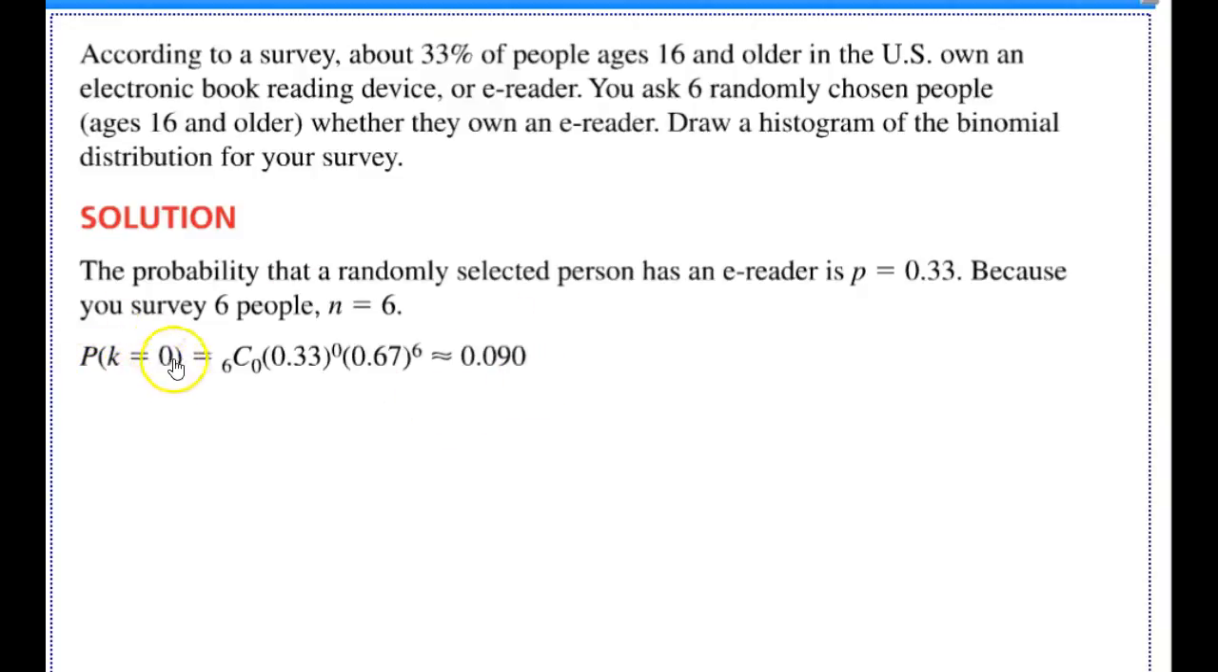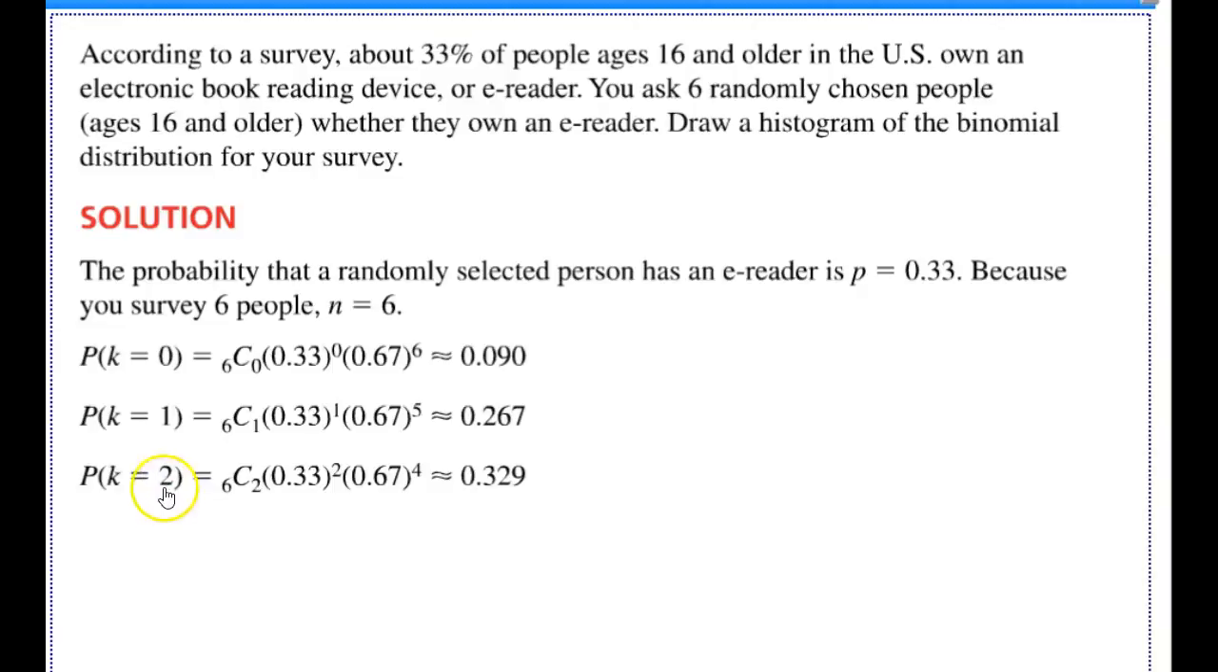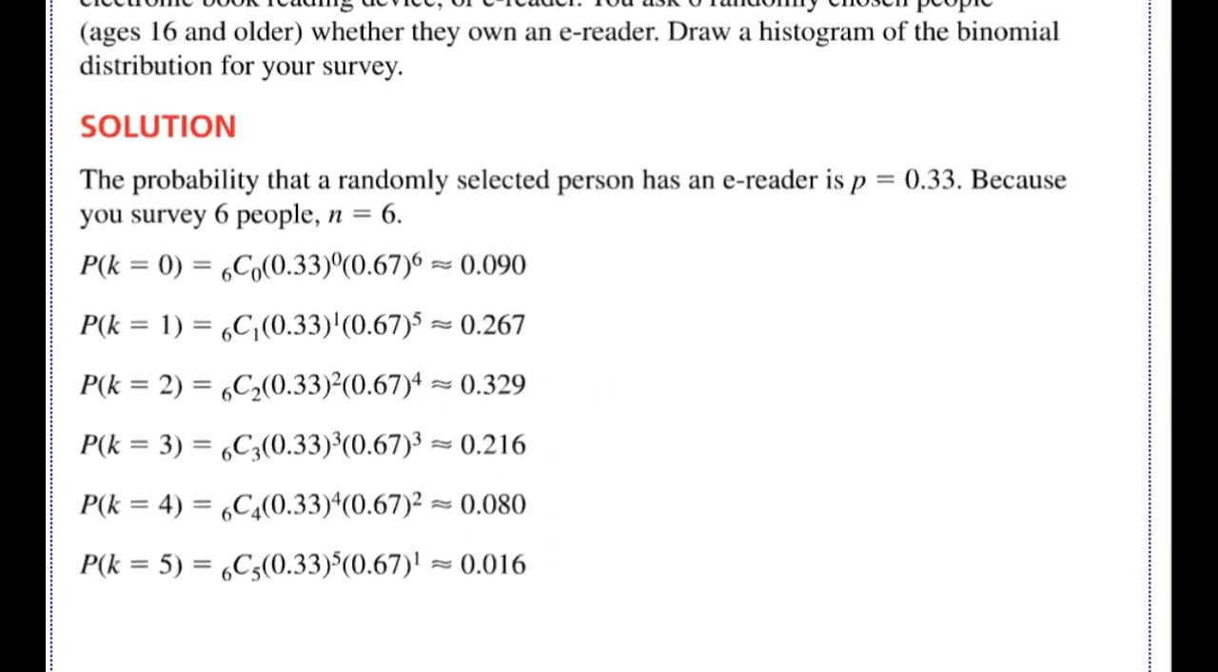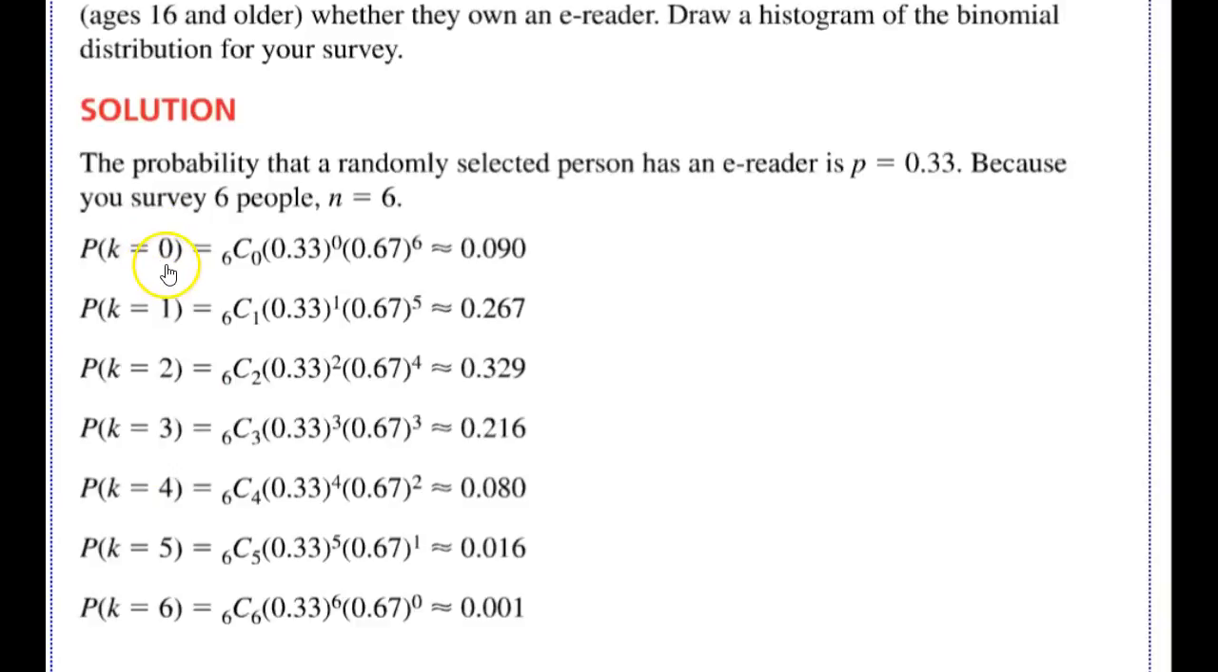So the probability that k is 0, because there is a possibility that none of the people I ask own an e-reader, so I have to include 0. I find my combination of 6 total people with 0, my 0.33 to the 0, and then my 6 minus 0. So there's that probability. Then I find the probability that k equals 1, and then the probability that k equals 2. I come up with these and see what I end up with. These are telling me 0 of the 6 people I survey own an e-reader, 1 person does, 2, 3, 4, 5, and all 6.